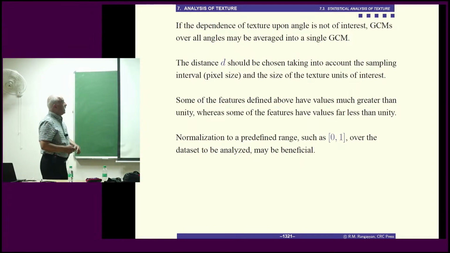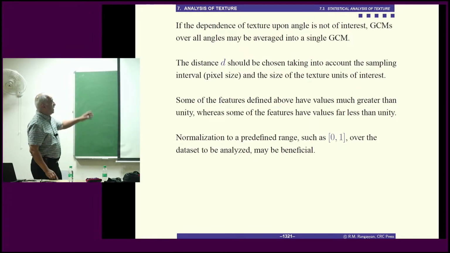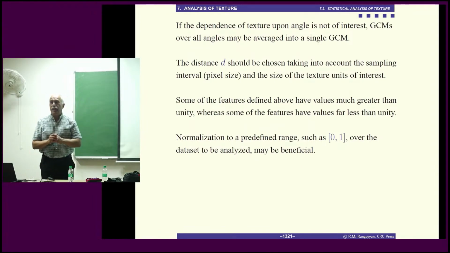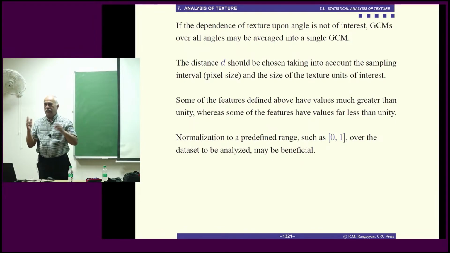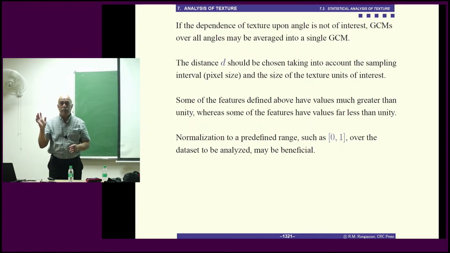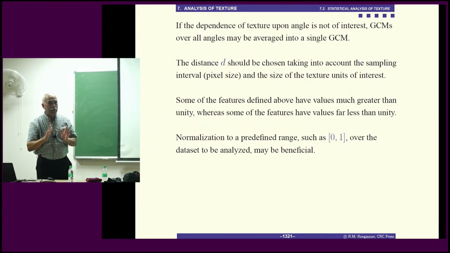If the dependence of texture upon angle is not of interest, GLCMs over all angles may be averaged into a single one. As I said, instead of just looking at the pixel below the current one, you can say, well, I'll count the one above, left, right, and below, and take all of those 4 counts and throw them all into the same GLCM. Then you're not sensitive to orientation.